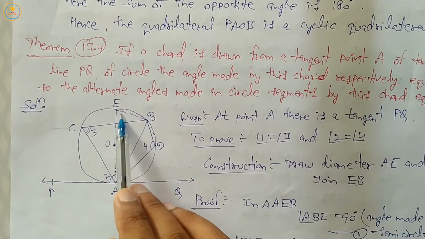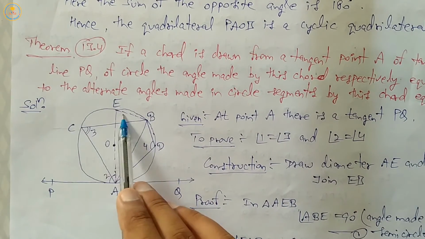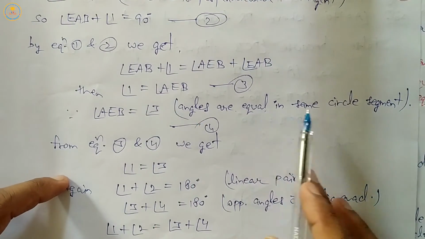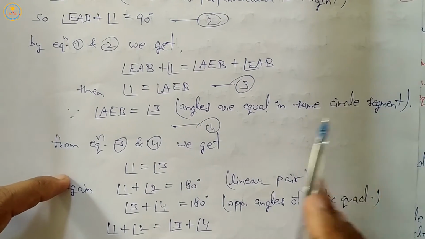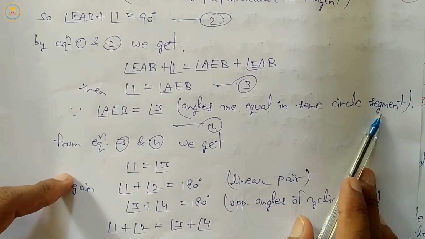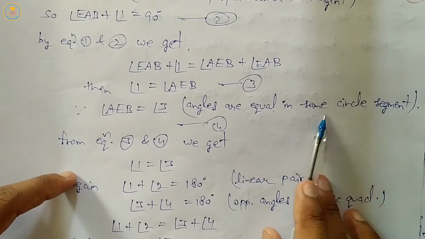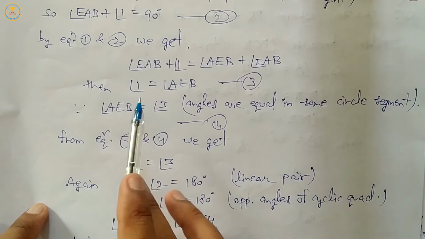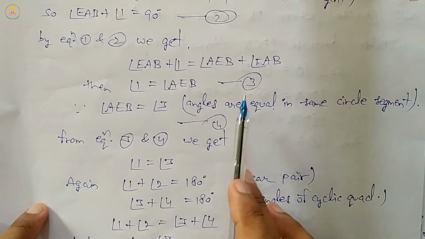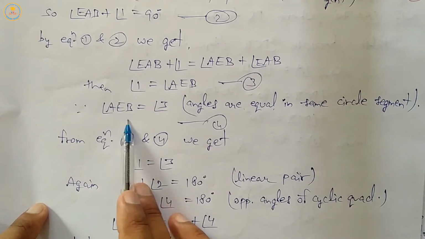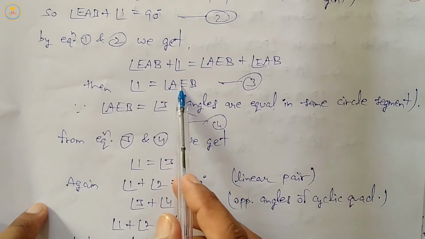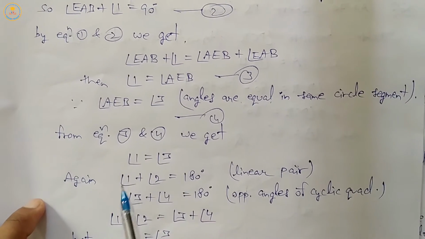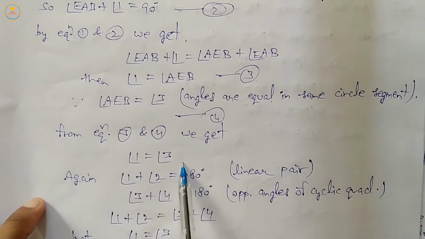Angle AEB equals angle 3, since angles in the same circle segment are equal. This gives equation 4. Now by equation 3 and equation 4, angle 1 equals AEB and AEB equals angle 3. So angle 1 equals angle 3.